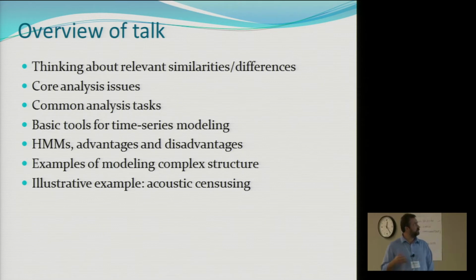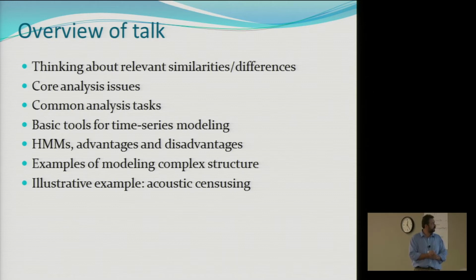I'd like to talk about what some of the relevant similarities and differences are between humans and animals, and then talk about some of the core analysis issues and some basic tools. I'm going to focus on hidden Markov models because I do a lot of hidden Markov modeling because I'm a speech recognition guy, and that's what's used for human speech.